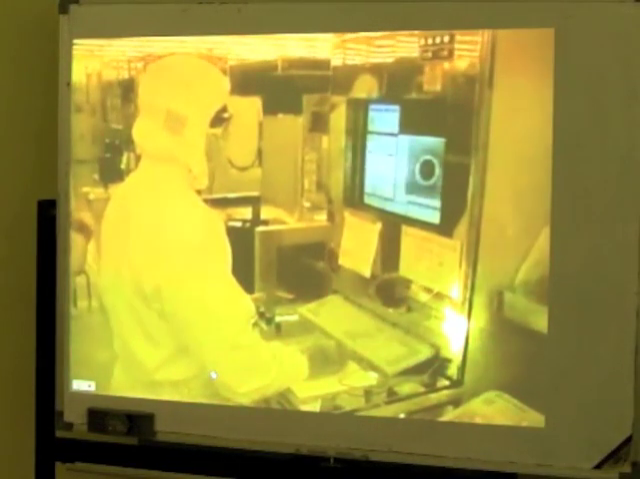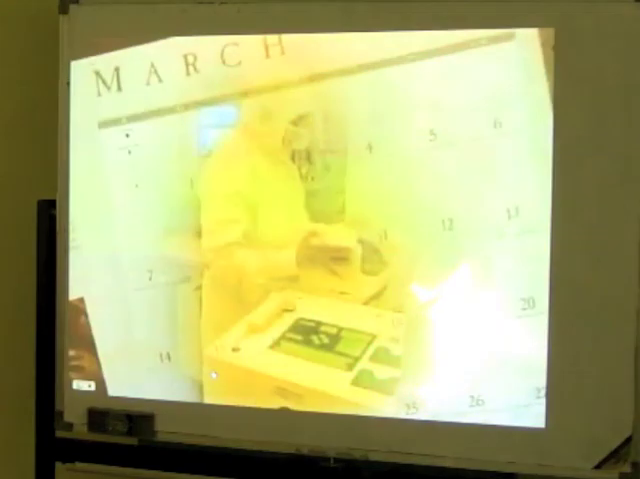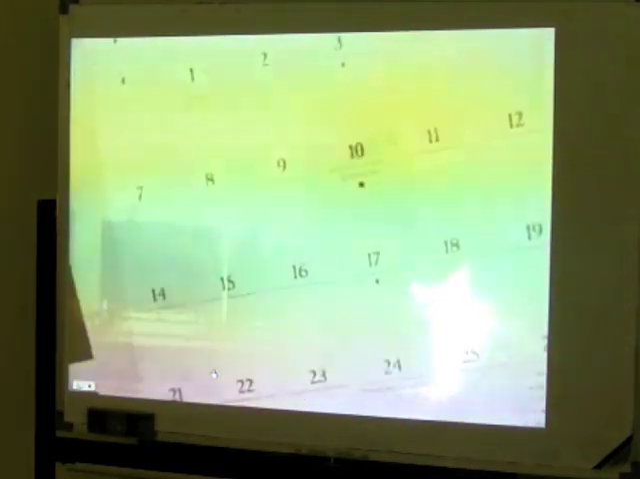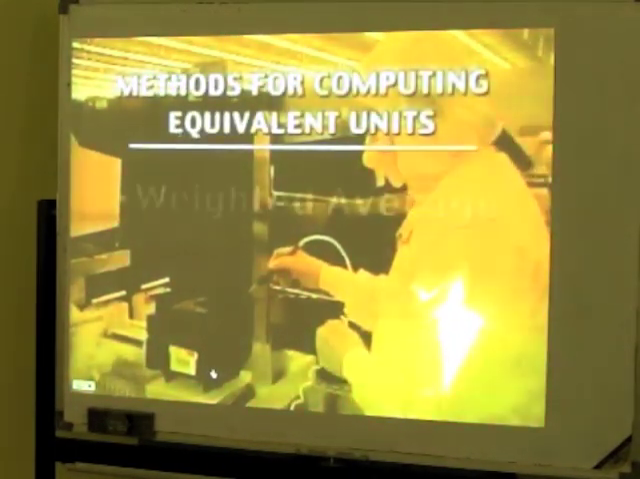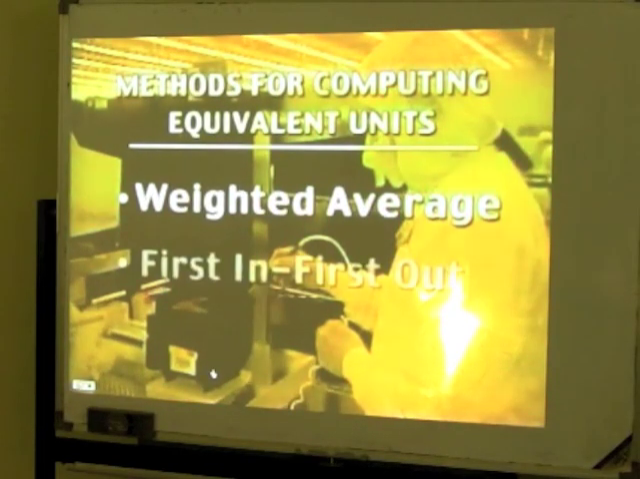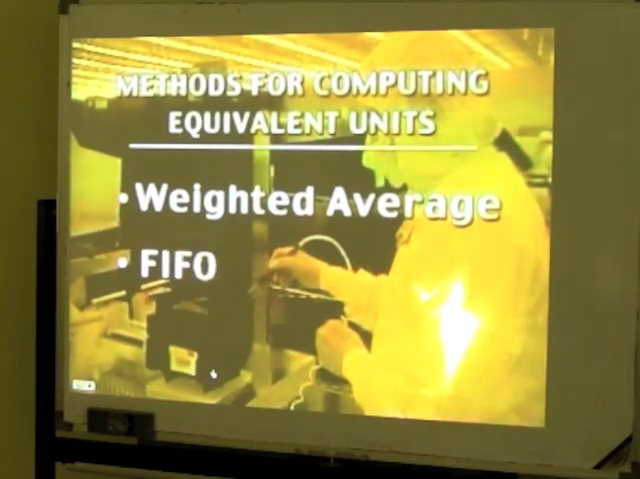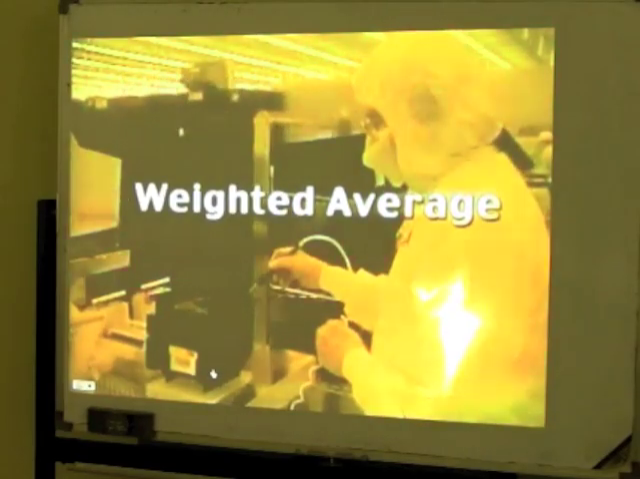In many manufacturing settings, all units are not necessarily started and completed in the same accounting period. To account for these partially finished goods, it is necessary to compute equivalent units. There are two methods for computing equivalent units: weighted average and first in, first out, or FIFO. We will use the weighted average method.